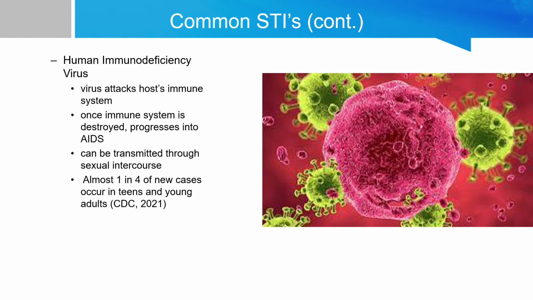Human immunodeficiency virus, also known as HIV, is a sexually transmitted virus that attacks the host's immune system. Once the virus has completely destroyed the host's immune system, the disease progresses into AIDS. Almost 1 in 4 of new cases of HIV and AIDS occur in teens and young adults, according to the CDC.